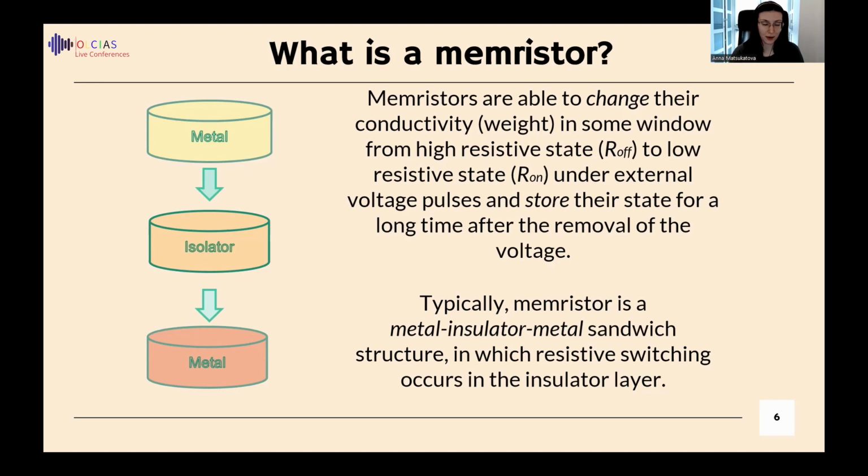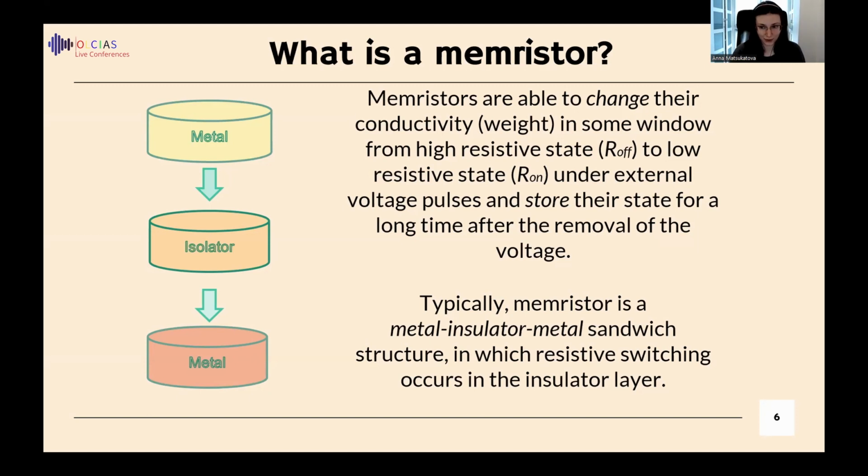So here we can already see some synapse-like characteristics, because we can talk about the conductivity of a memristor as the weight of the synapse. We can change the conductivity as we can change the weight of the synapse. And also the conductivity of a memristor stays the same after the voltage is removed, like the weight of the synapse. So the main idea is that we have a synaptic-like structure, but the weight of this structure is represented by its conductivity.